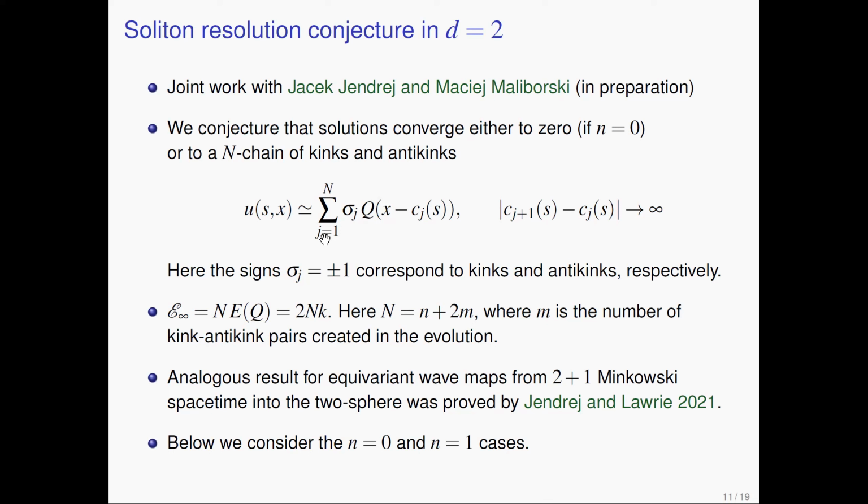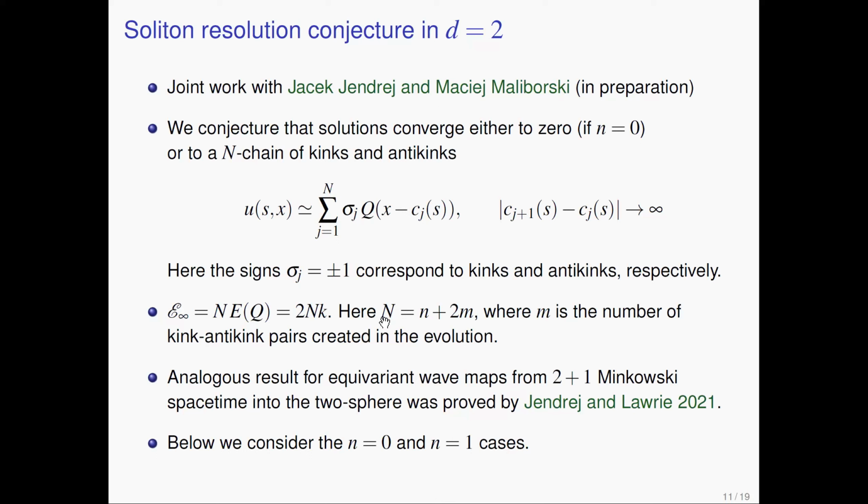So this is this chain with kinks at different locations, described by these parameters cj, which depend on time. So the kinks are moving. However, the distance between two neighbors goes to infinity as time goes to infinity. So in this sense, the kinks and anti-kinks decouple. So in this case, the asymptotic energy is equal to the number of kinks and anti-kinks in the chain times the energy of a single kink. And this is N times k, because the energy of the kink is 2k.